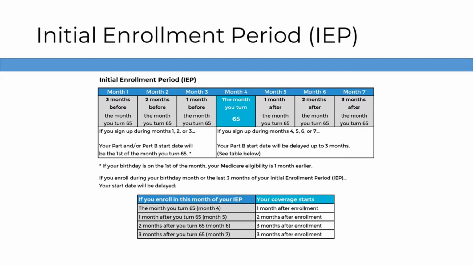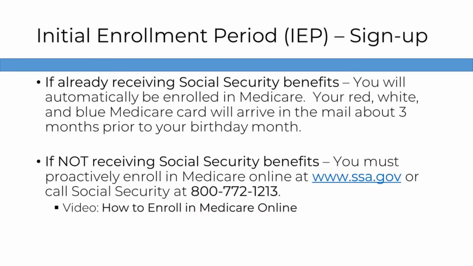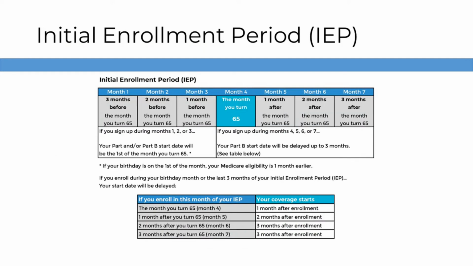Now, there can be delays in the Part B start date when submitting enrollment in months 4 through 7. For example, if you submit your online Medicare enrollment in month 6 of your IEP, your Part B won't actually start the following month. Rather, it will start 3 months later. So be careful when enrolling in Medicare during the final few months of that initial enrollment period. One final item to note: if your birthday is on the first of the month, you'll be eligible 1 month sooner. That means a July 1st birthday will yield a June 1st Medicare eligibility date.